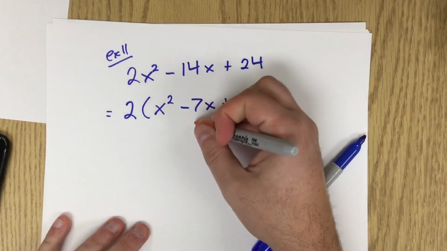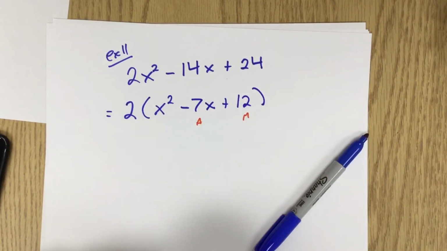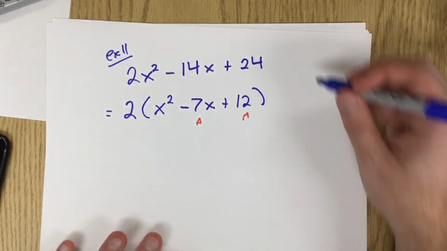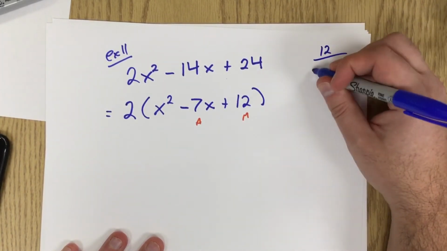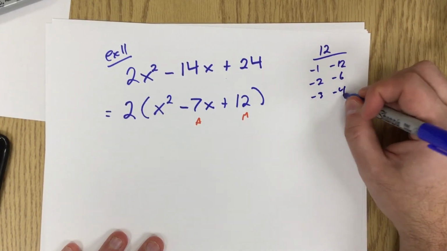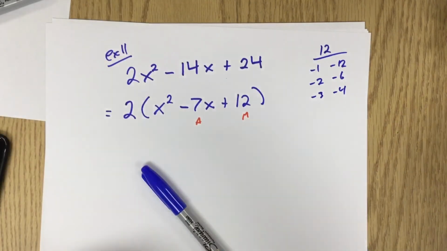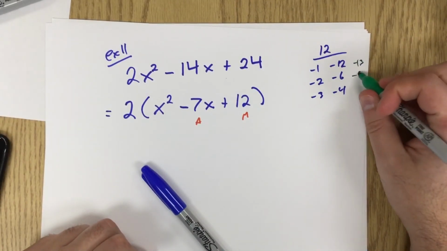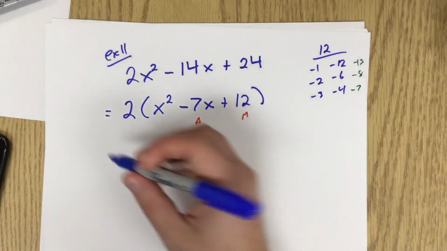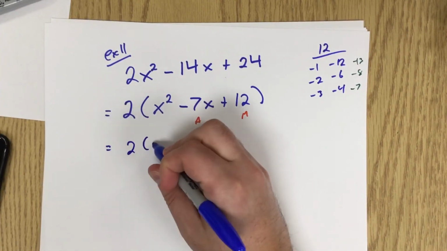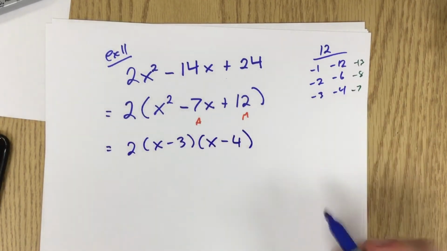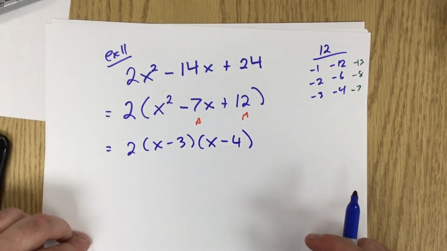We wanted to add it to this and multiply to this. It could be 2 pluses or 2 minuses. It has to add up to a negative, so it's just going to be minuses. So minus 1, minus 12, minus 2, minus 6, minus 3, minus 4. That's minus 13, minus 8, minus 7. The winner is this one, minus 3, minus 4. So it's going to be 2, x minus 3, x minus 4. And that's how you factor that one over there.